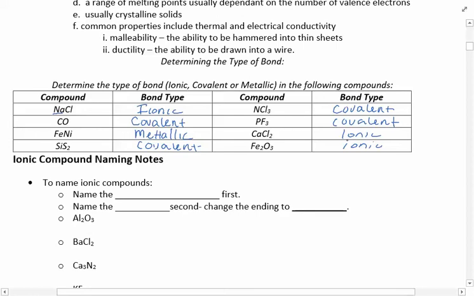The reason we need to be able to classify these is not only for their properties, but there's also different rules for naming these substances in terms of ionic and covalent naming, which is part of what we're going to be learning in this unit.